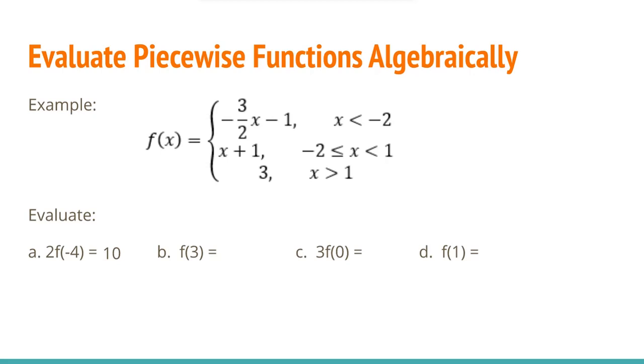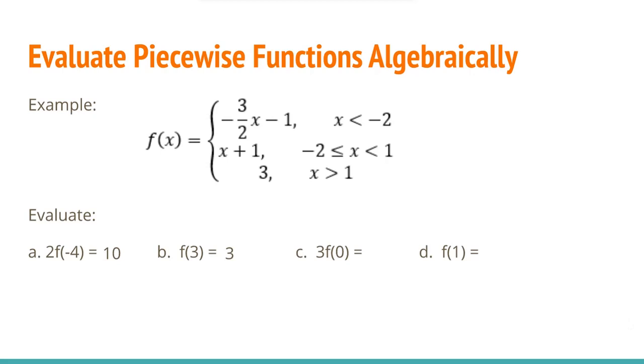Hopefully you did that. Hopefully you noticed that the input is a 3, so that's greater than 1, and we're going to have to use the bottom rule. And if we're going to use the bottom rule, basically that says that the output is always going to be a 3. Try C on your own. Right, thanks for doing that.